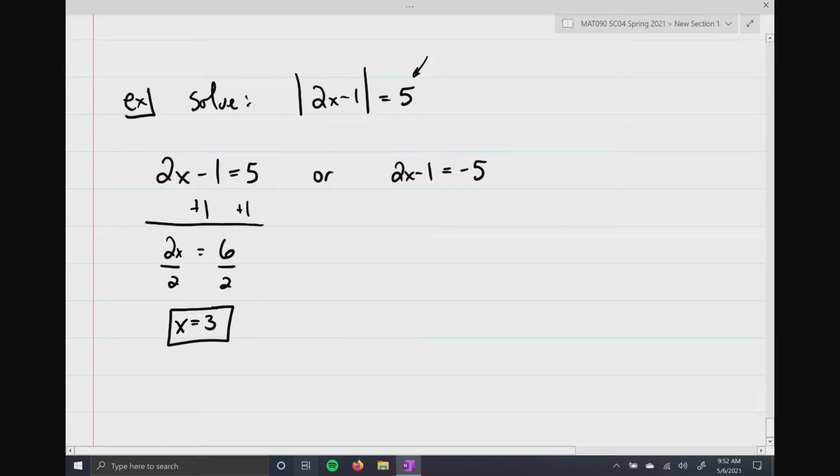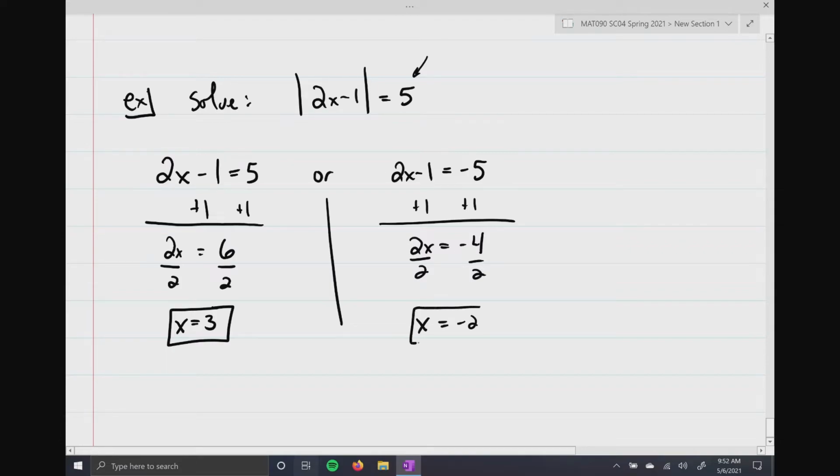For the second, I add 1 to both sides. I get 2x equals negative 4. Then I will divide both sides by 2 to give me x equals negative 2. All right, are there any questions?